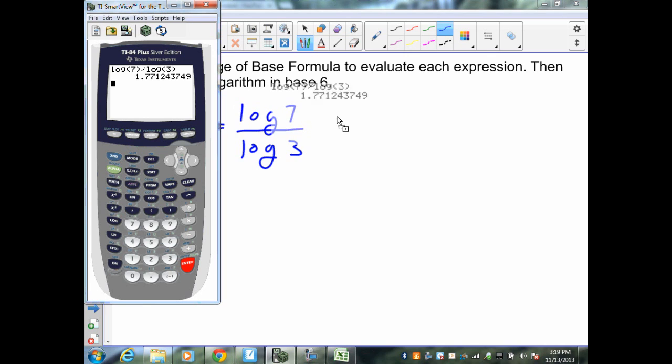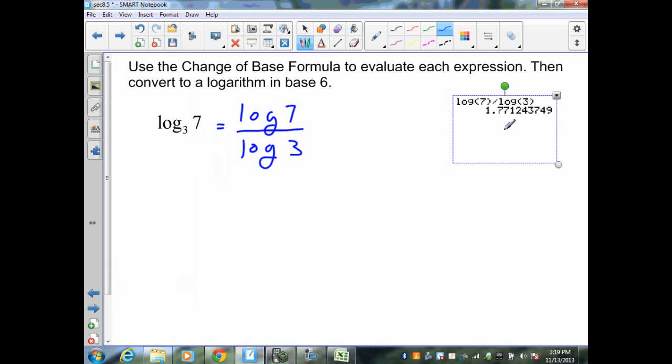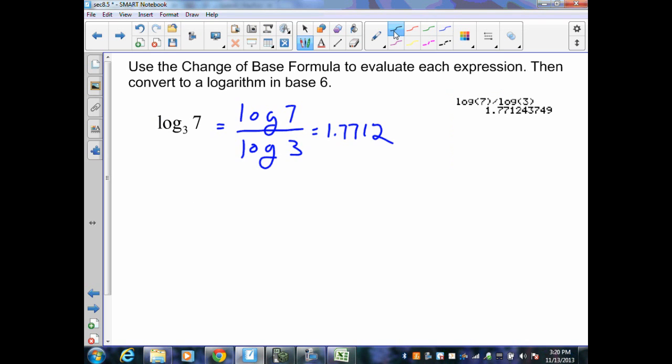And that gives me a value of, when I round to the nearest 10 thousandths, 1.7712. Now I want to convert this to a value in log base 6. So I have log base 3 of 7. I want to convert that to log base 6 of a value that I need to determine.